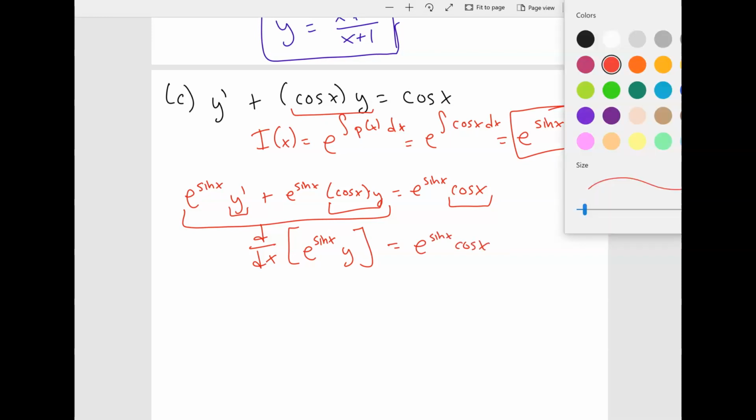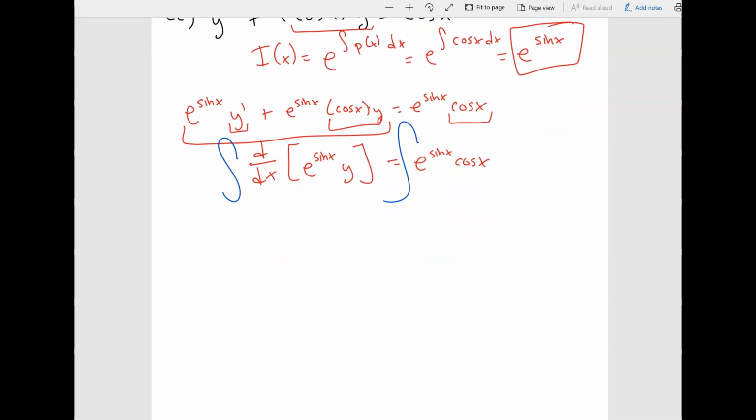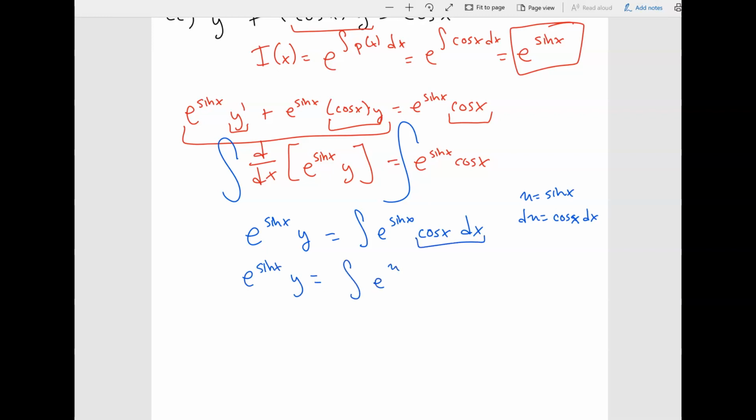Now all I want to do is take the integral of both sides. So integrate and then integrate. I'm left with e^(sin x) times y equals the integral of e^(sin x) cos(x) dx. This is just going to be a u-substitution. I'm going to let u equal sin(x), du equal cos(x) dx. So what I'm going to have is e^(sin x) times y equals the integral of e^u, where this whole thing is just going to be du.